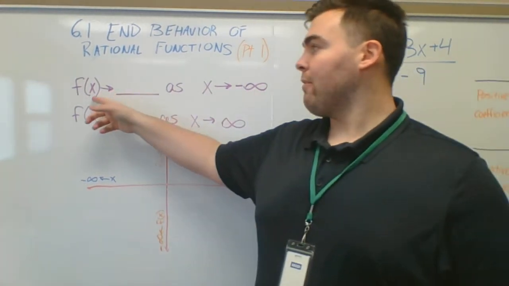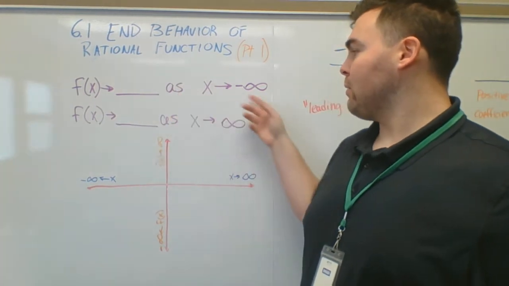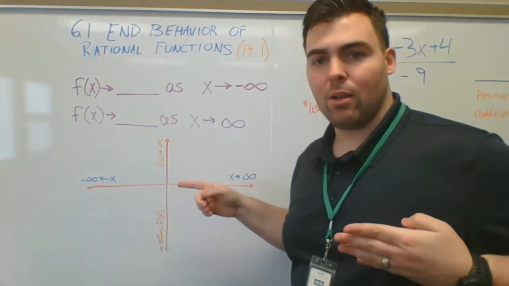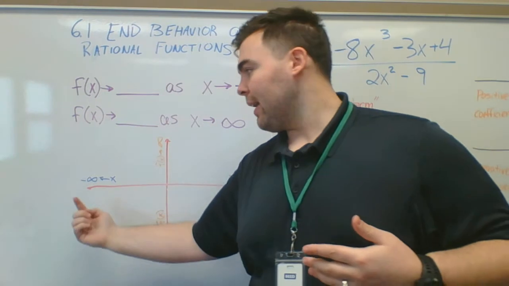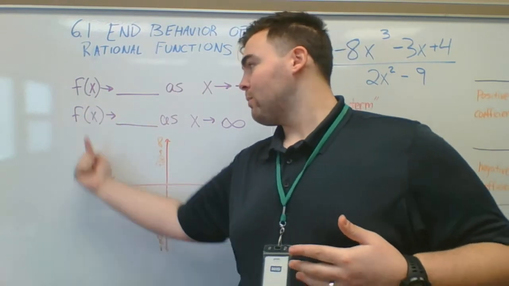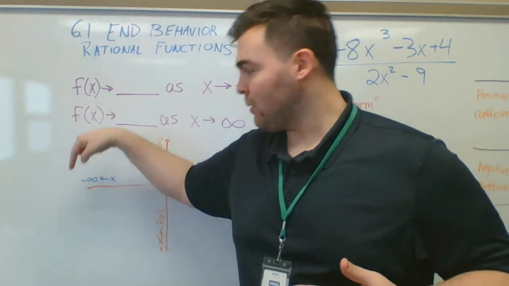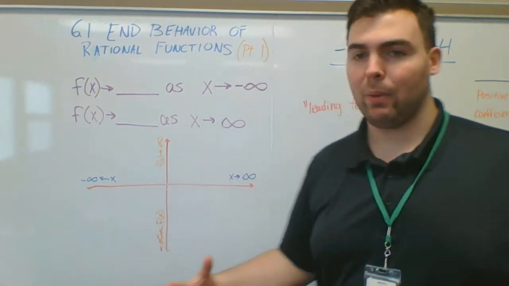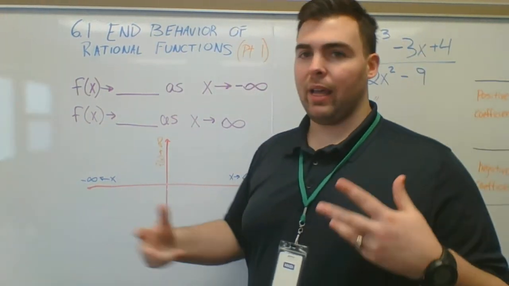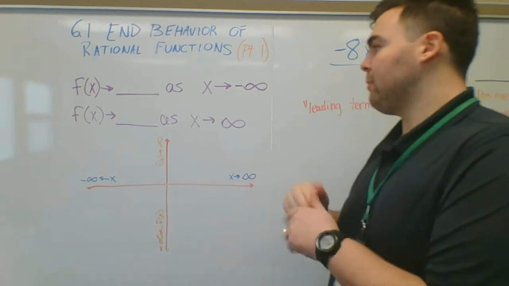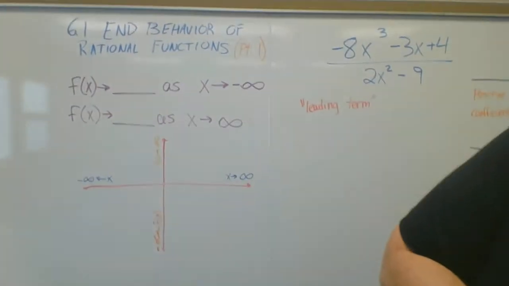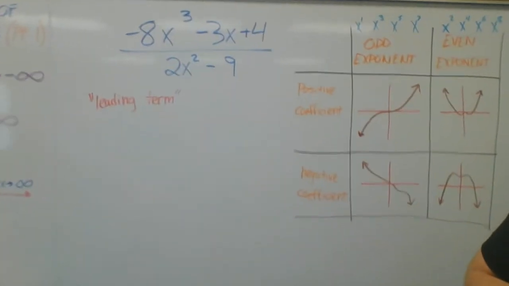Opposite for f of x goes to what as x goes to negative infinity. So when x goes to negative infinity, the end behavior, is that going to go to positive y values or negative y values to infinity? So we're going to talk about how that works out here. So let's look at example one.